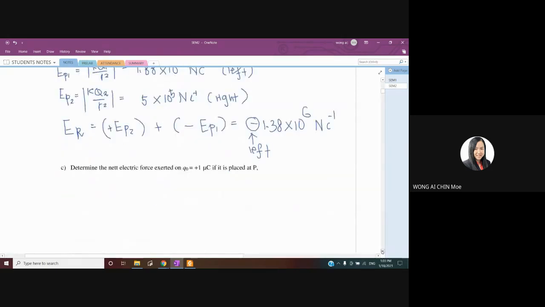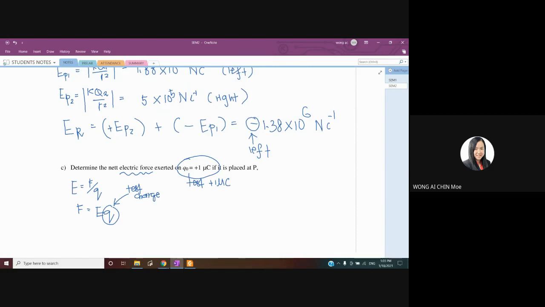Again, if we put a test charge, positive 1 microcoulomb, at point P, we need to find the electric force. So E equals F over Q, so F equals EQ, where this Q is the test charge that we put on that point, to check what happens to that test charge.